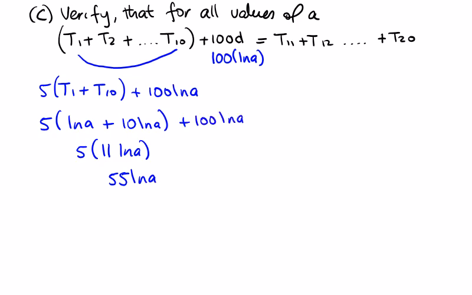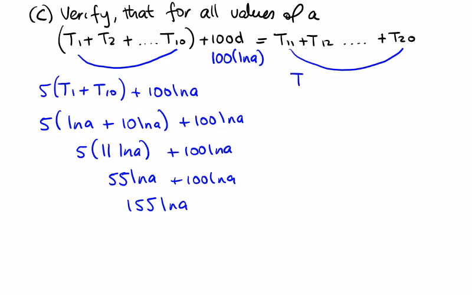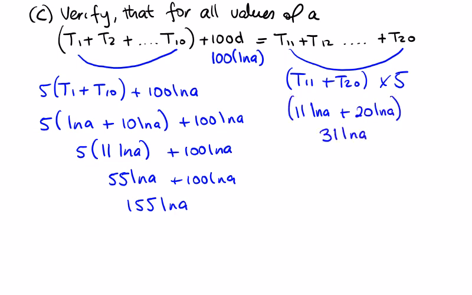Good maths to keep writing what we have so we don't forget it. So we have 155 ln a. So that must be what the right hand side is. Let's have a look. Again, we may as well do it the easy way. I think term 11 plus term 20 times 5. So 11 ln a plus 20 ln a. What's that going to give me? 31 ln a, by 5. That's 155 ln a, which is equal to the left hand side. QED.